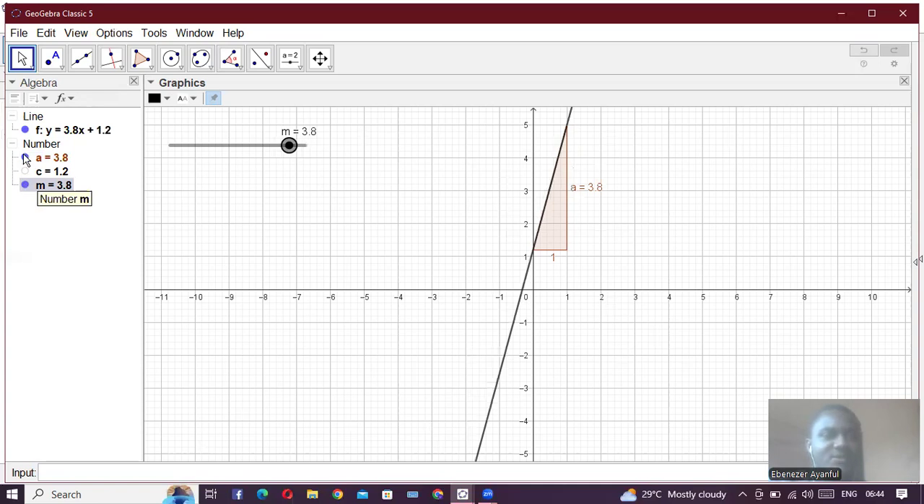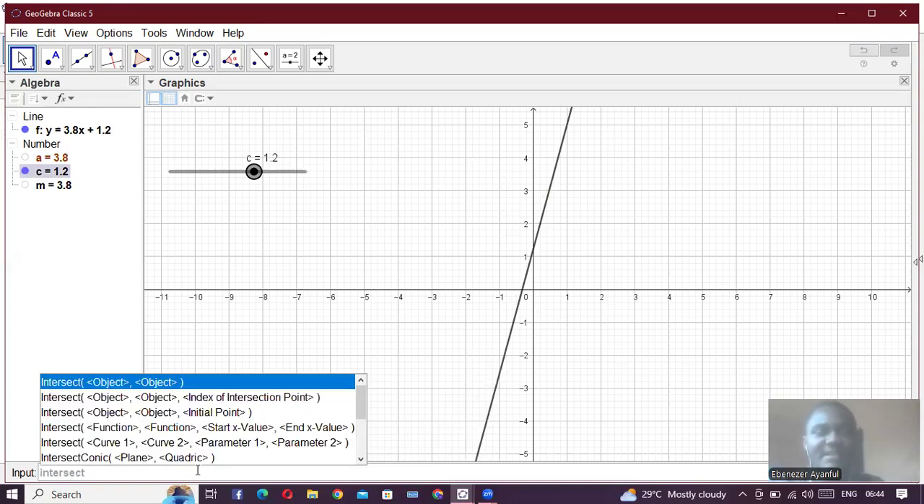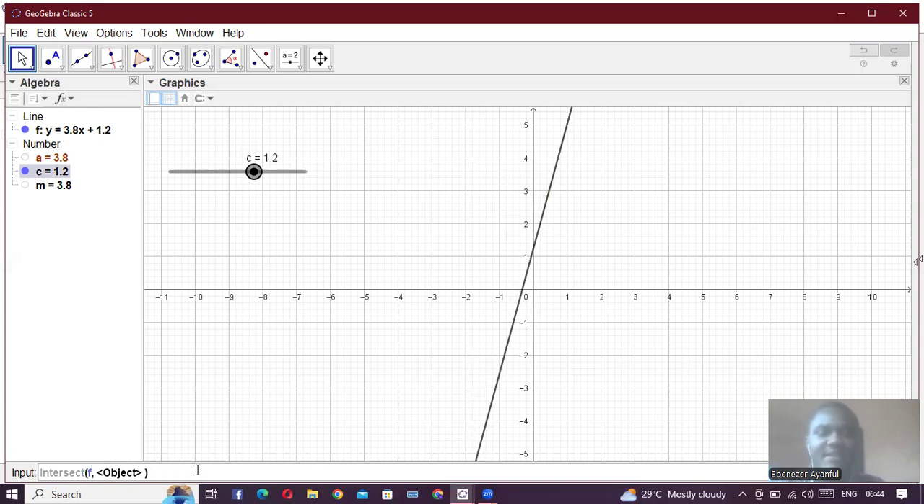Now we'll look at the c as well. Let's highlight this m, and let's highlight the c. So what does the c tell us? We say the c is the y-intercept, the point where the line intersects the y-axis. To see this very clearly, let's use the intersect function, and then select the function f, and then the y-axis. When I hit enter, the point is created at the intersection. Okay, so this is where the line intersects the y-axis.